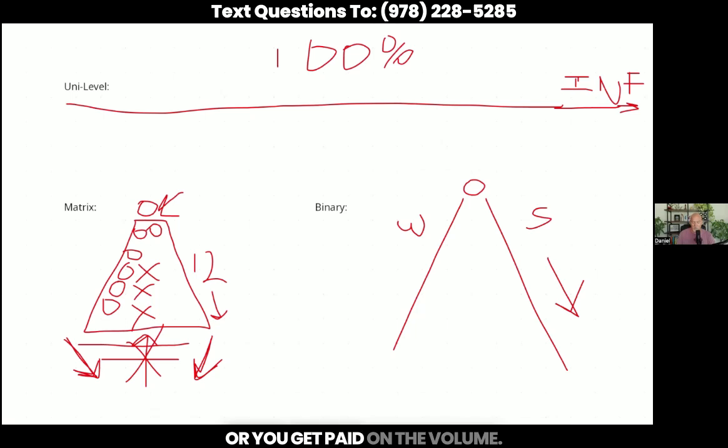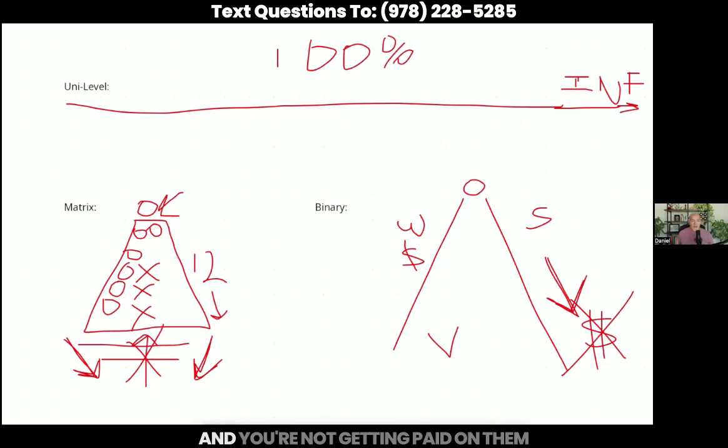Or you get paid on the volume, as an example, on your weak side. You typically always get paid off of your weak side. So you could have a monster team building down here. You could have hundreds of thousands of members on this side. But when they renew every single month, you are not getting paid because they are on your strong side. So it could be a massive team that you've built or a massive team that somebody else has built, and you're not getting paid on them because they're on your strong side.